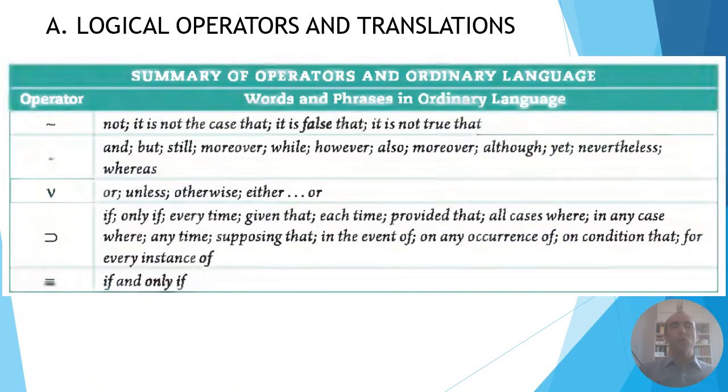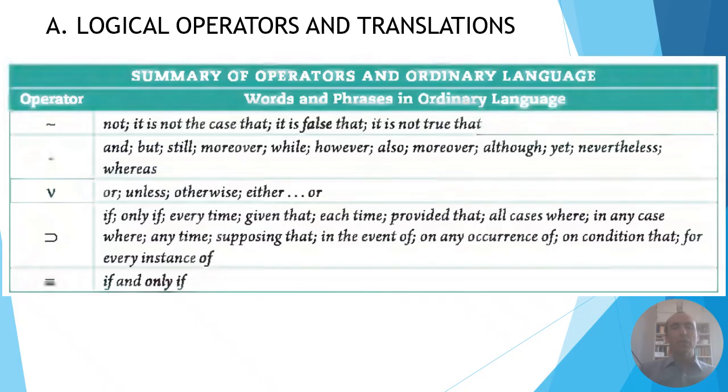This is a summary of what we learned today: the operators and the ordinary language expressions or words that they translate. The operator tilde translates the words and phrases not, it is not the case that, it is false that, it is not true that. The dot translates the words and phrases in ordinary language and, but, still, moreover, while, however, also, although, yet, nevertheless, whereas. The wedge translates the words and phrases in ordinary language or, unless, otherwise, either or.